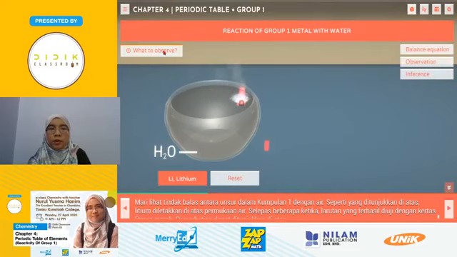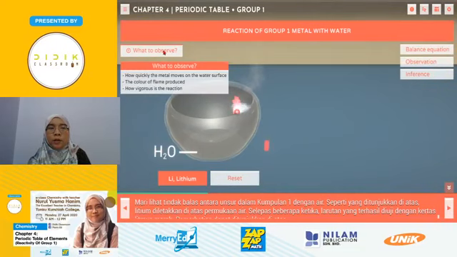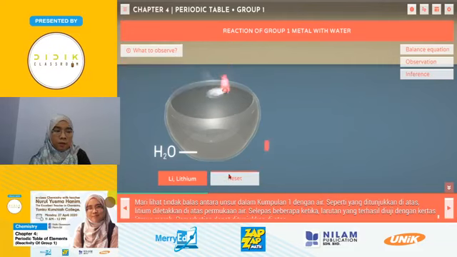During the experiment, what we want to observe is how quickly the metal moves on the water surface, what is the color of the flame produced, and how vigorous the reactions. And another one is the change in the litmus paper. That's why we put the litmus paper there. Okay, I repeat.